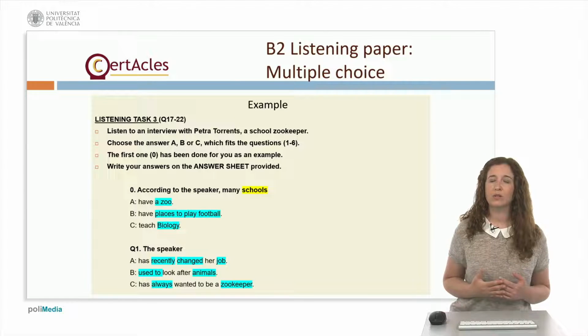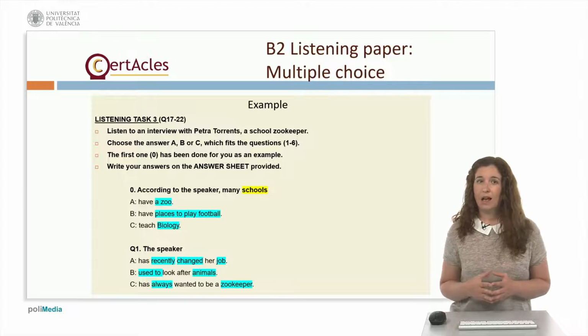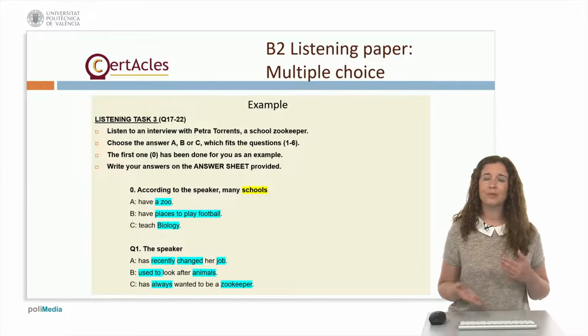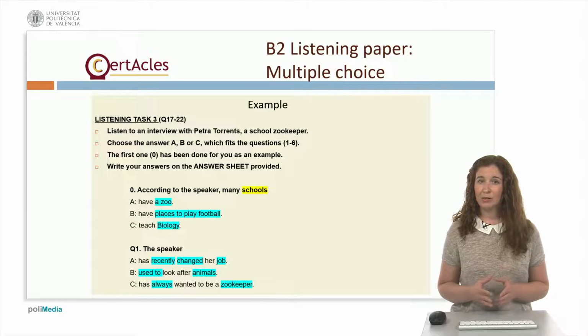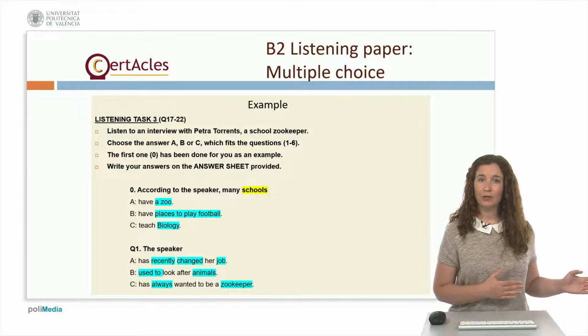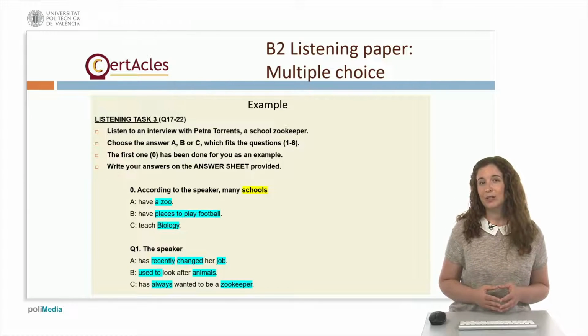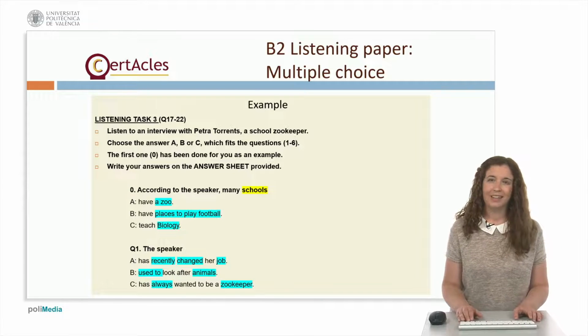For example, in 0, schools is going to be a keyword. According to the speaker, many schools have a zoo, have places to play football, or teach biology. Biology is going to be a keyword. Question number 1. The speaker has recently changed her job, so recently is going to be a keyword for you to take into account. Used to look after animals: whenever you see used to, it refers to the past. And has always wanted to be a zookeeper, something she has always wanted to do.